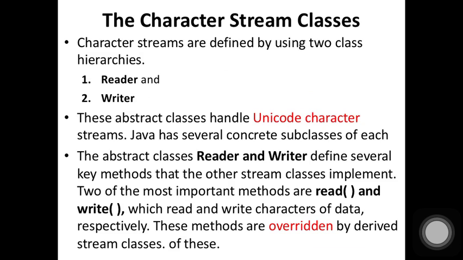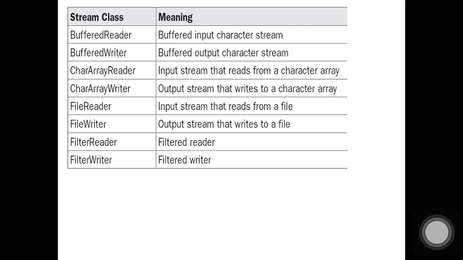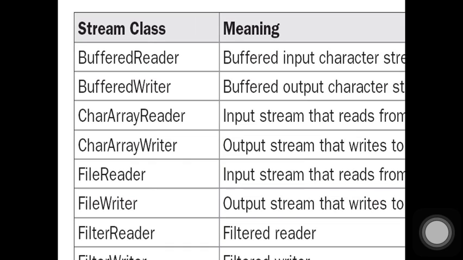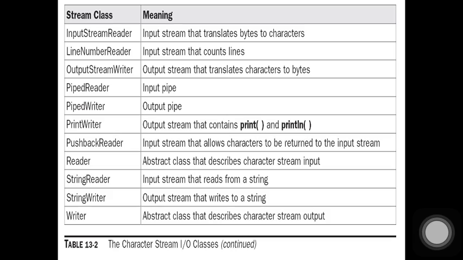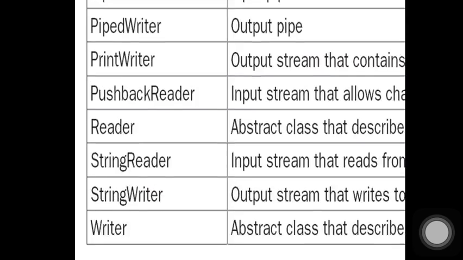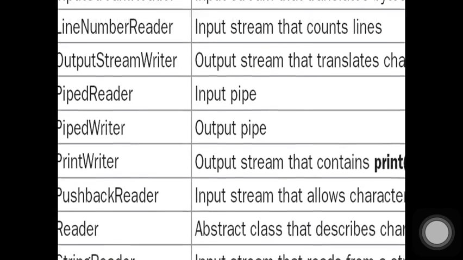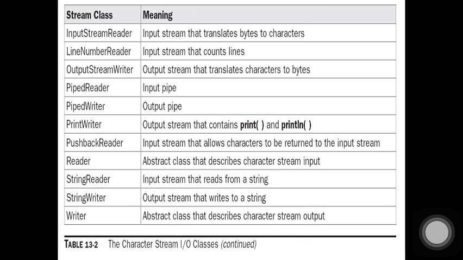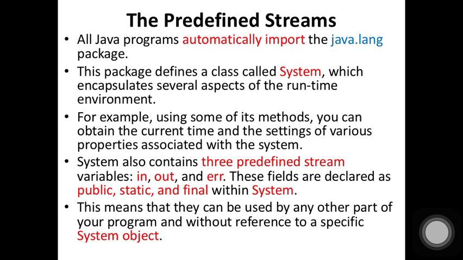Here the read method is used to read a value from the user, and write is the method used to write data to the output devices. And these are overridden by the derived stream classes. These are the classes defined inside character stream classes: BufferedReader, BufferedWriter, FileReader, FileWriter. All these are predefined classes, and there are many more. PrintWriter is one more class where you can have print and println statements, along with StringReader, StringWriter classes, and all. So these are all defined inside the character stream IO classes.